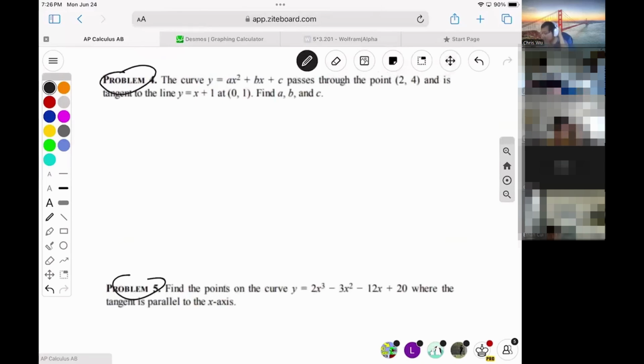These are a bit of a challenge, a little twist on the things that we did, but nonetheless, it's still fairly simple. So let's try it out. The curve, which is the parabola, passes through the point (2, 4) and is tangent to the line y equals x plus 1. Find a, b, and c. Very good. One of you sent the answer, and that is correct.